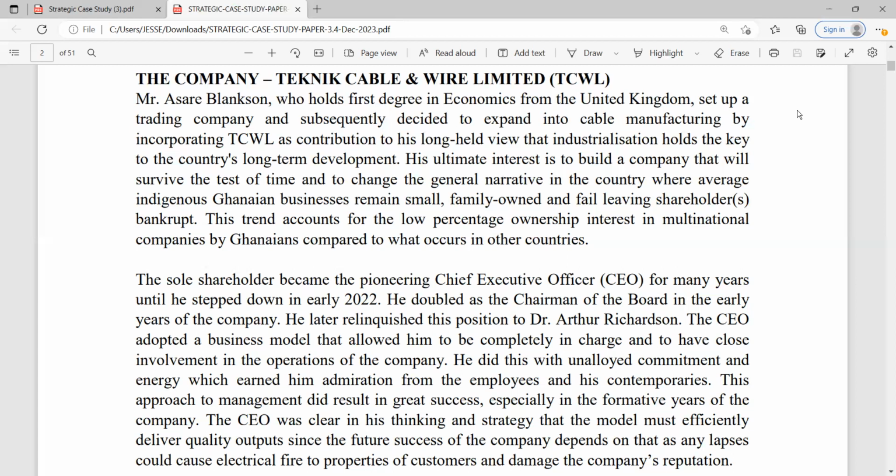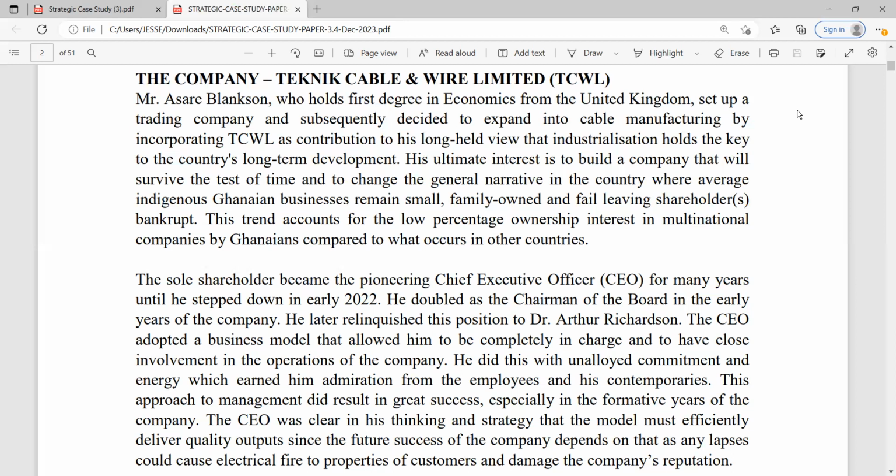Mr. Asari Blankson, who holds a first degree in economics from the UK, set up a trading company and subsequently decided to expand into cable manufacturing by incorporating TCWL, as a contribution to his long-held view that industrialization holds the key to the country's long-term development. Right? So we have a Ghanaian here who studied in the UK in economics, sets up a trading company and then expands it into cable manufacturing because he believes in industrialization. So what does this mean?